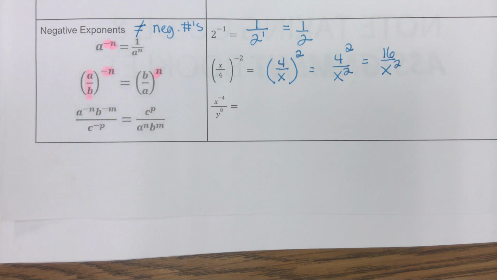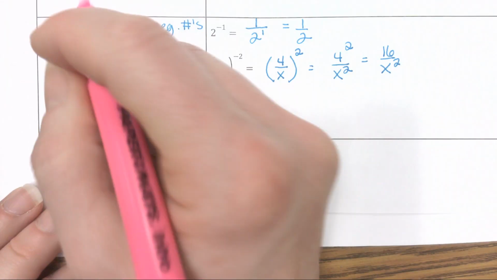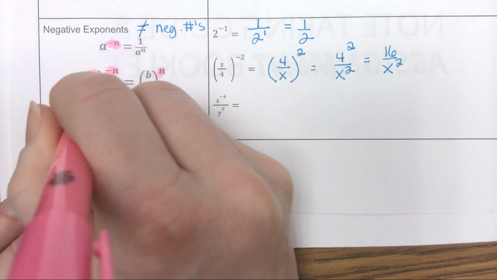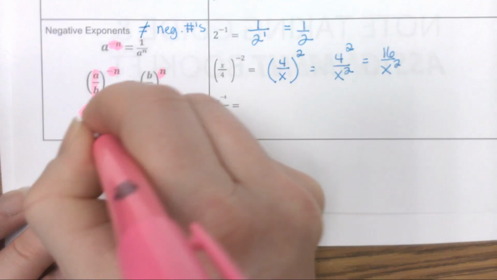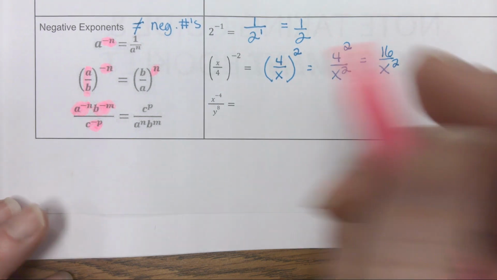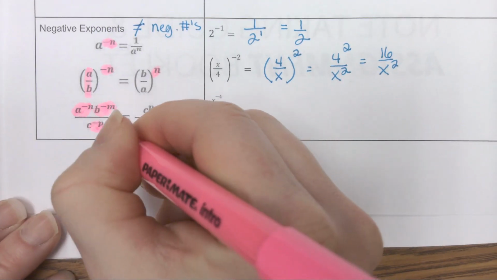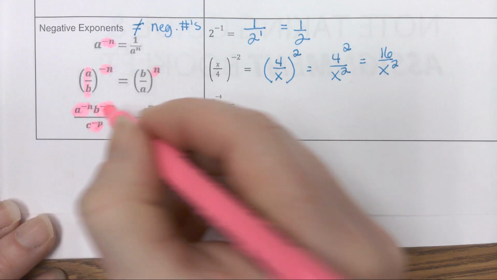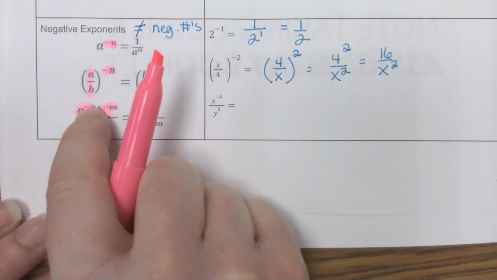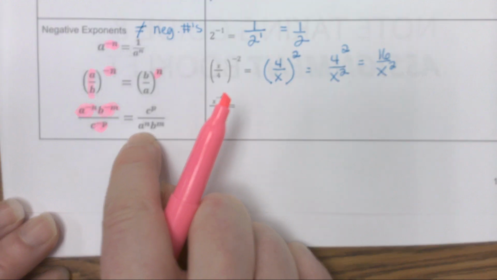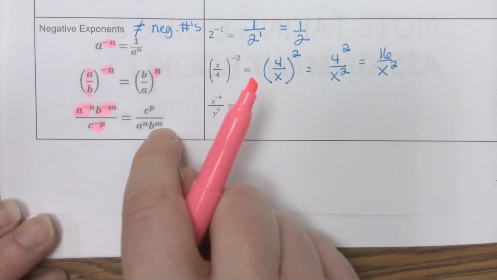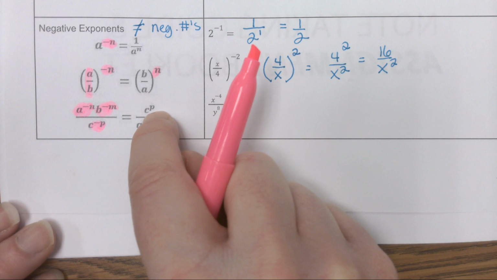Just be really careful that if there is a negative exponent on only one of the things, that's the only thing you move. So here's my example. On something like this, where they're all negative, you're going to move everything that's on the top to the bottom of the fraction, and if it's on the bottom, you move it to the top. So that a to the negative n moves down here, that b to the negative m moves down here, and c to the negative p moves up here.